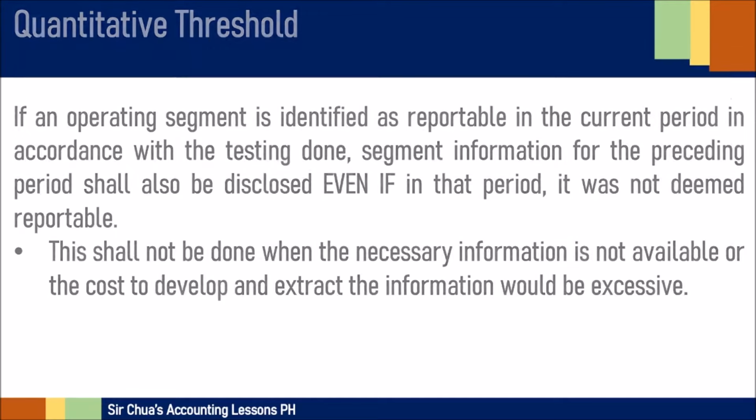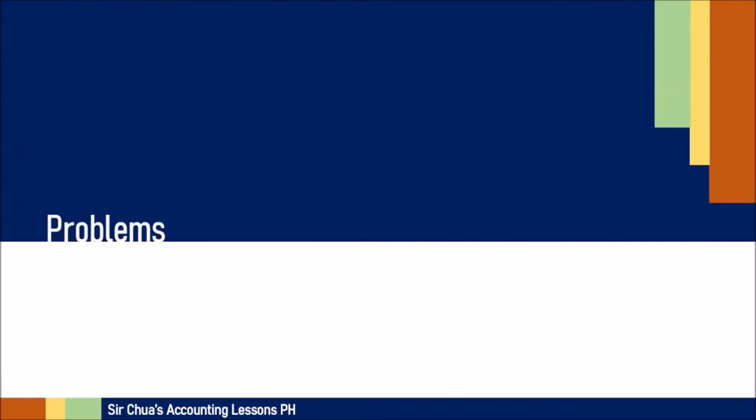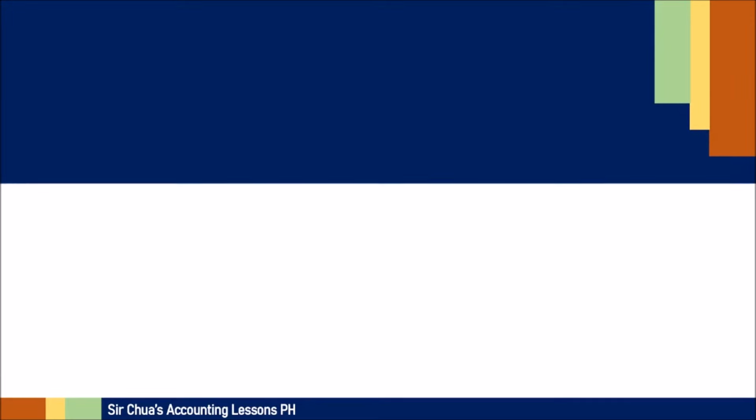And let's now discuss some problems. So we have 4 problems about interim financial reporting, and then I will be teaching you the 10% revenue, profit, and asset test and the 75% testing para po sa ating checking of reportable segments. And let's have problem number 1.